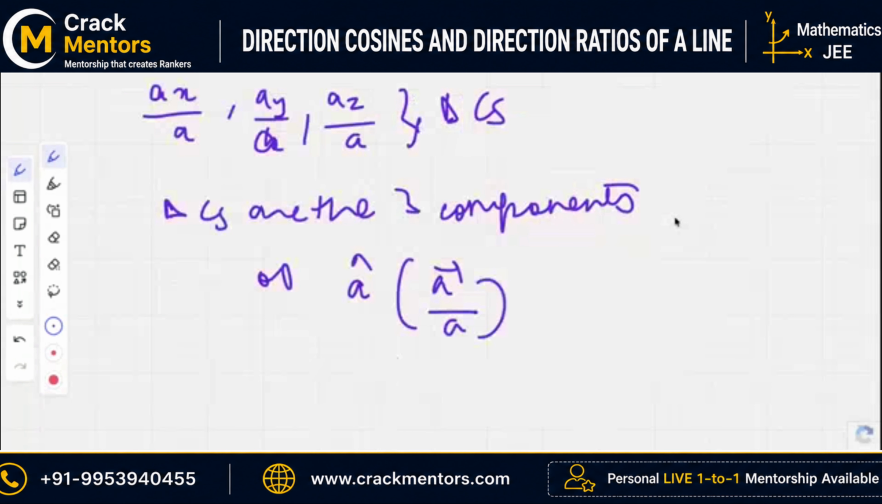Okay, tell me one thing. Do you know that a vector is actually the magnitude multiplied with the direction? This is a unit vector in the direction of this, and this is the magnitude of this a vector. Right? This is how you write a vector.